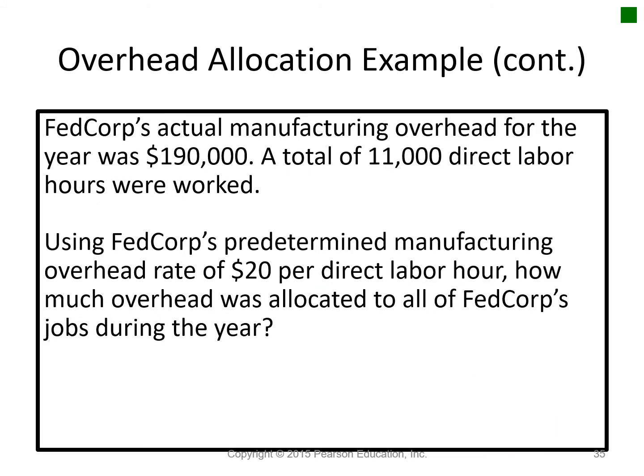Now, let's assume it says actual overhead for the year was 190. So this is at the end of the year. They figured out the overall actual overhead. And then it says a total of 11,000 direct labor hours were worked. Again, this is actual. These are not estimates. It says using the overhead rate of $20 per direct labor hour, how much overhead would have been allocated to all of their jobs. And remember, they would have used this $20 estimate as they're costing out their jobs, because at the time they didn't know what the actual was going to be.